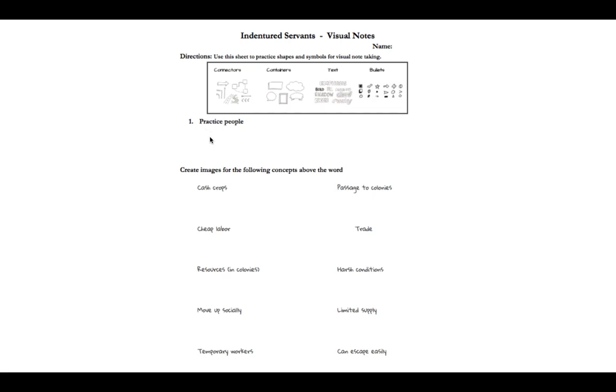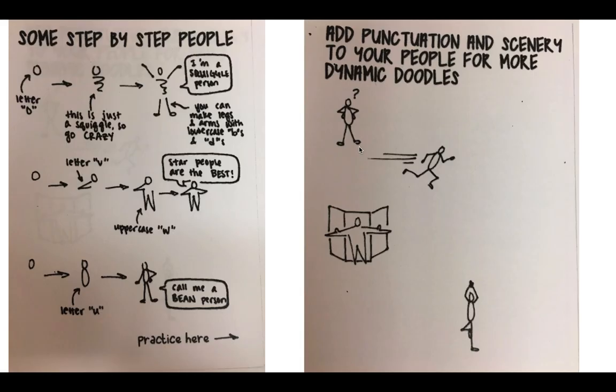Right now in this space, I want you to practice making the three types of people. A bean person, a star person, and a squiggle person. So again, you're going to make those three types of people. I'm going to go back and show you what they look like. You can pause here in order to finish that off.